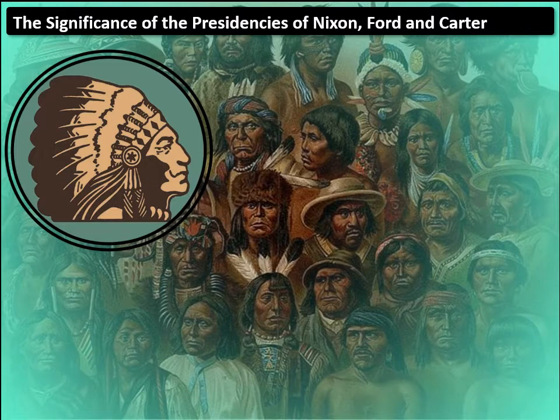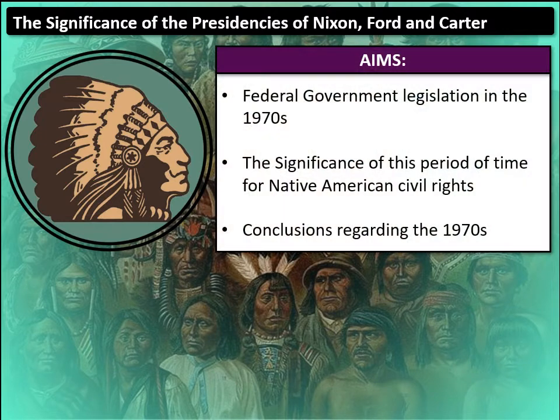In this video we're going to aim to do three things. We're going to recap some of the federal government's legislation in regards to Native Americans that was put forward and signed into law in the 1970s. We're then going to use that to think about the significance of this period of time for Native American civil rights. And then we'll make some broad conclusions regarding the 1970s.